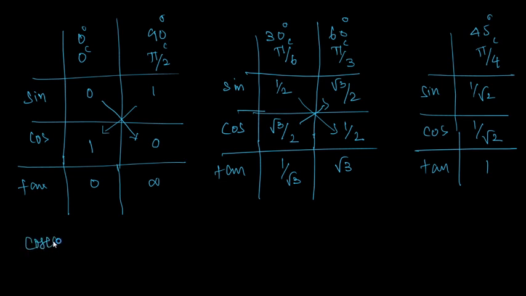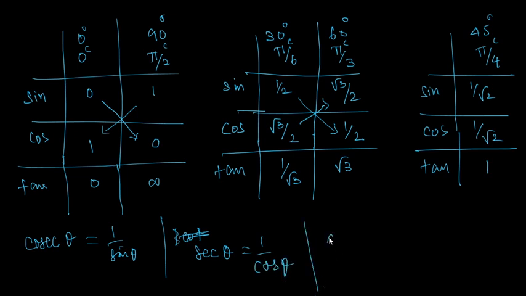So cosecant is nothing but, let me put cosecant theta, which is nothing but 1 by sine theta. Similarly, not cot theta, secant theta. So secant theta is nothing but 1 by cos theta. Similarly cot theta is equal to 1 by tan theta. So all these values can be obtained from these tricks. Do you understand?